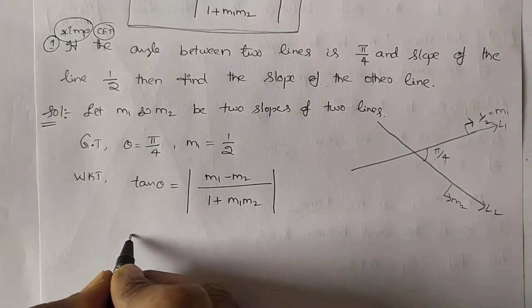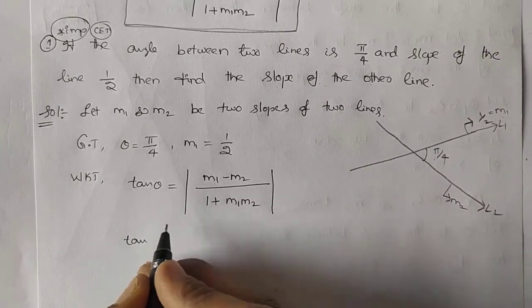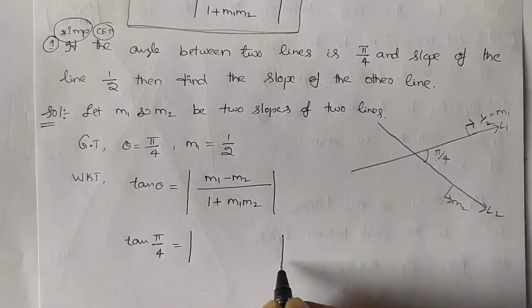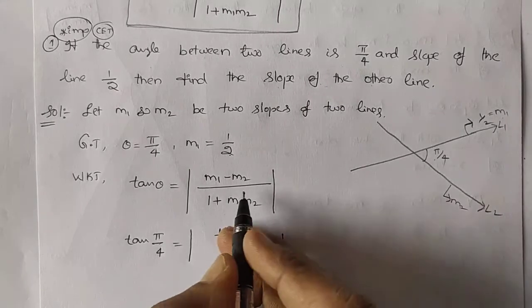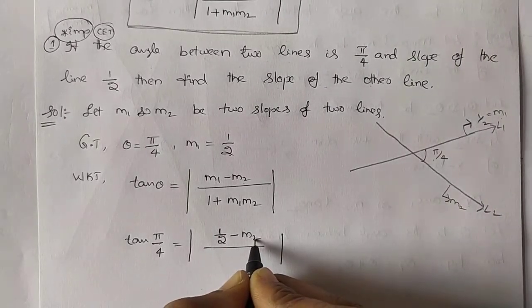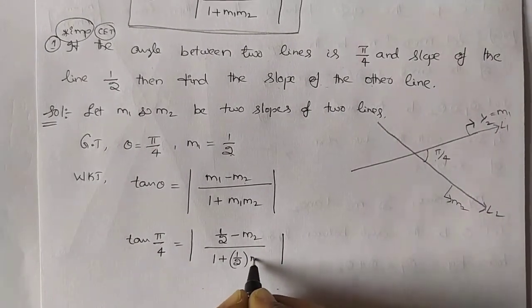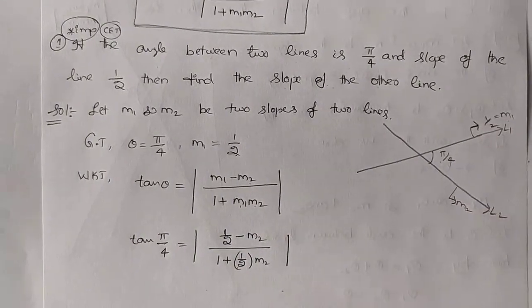Now substitute theta and m1 in this formula. We will get tan pi by 4 equals modulus of (m1 is 1 by 2 minus m2), since we need to find m2, keep it as it is, divided by 1 plus m1 into m2, so 1 by 2 into m2.